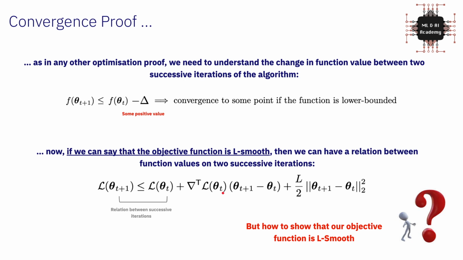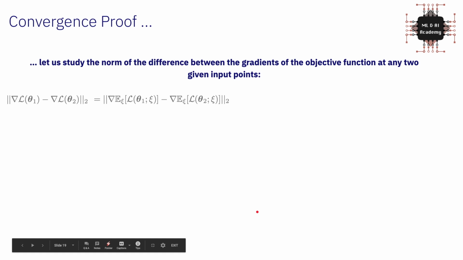Before doing that, we just showed again last time that the function is L smooth. The proof was simple. We just started with the full gradient, which we wrote as the expectation of the loss.